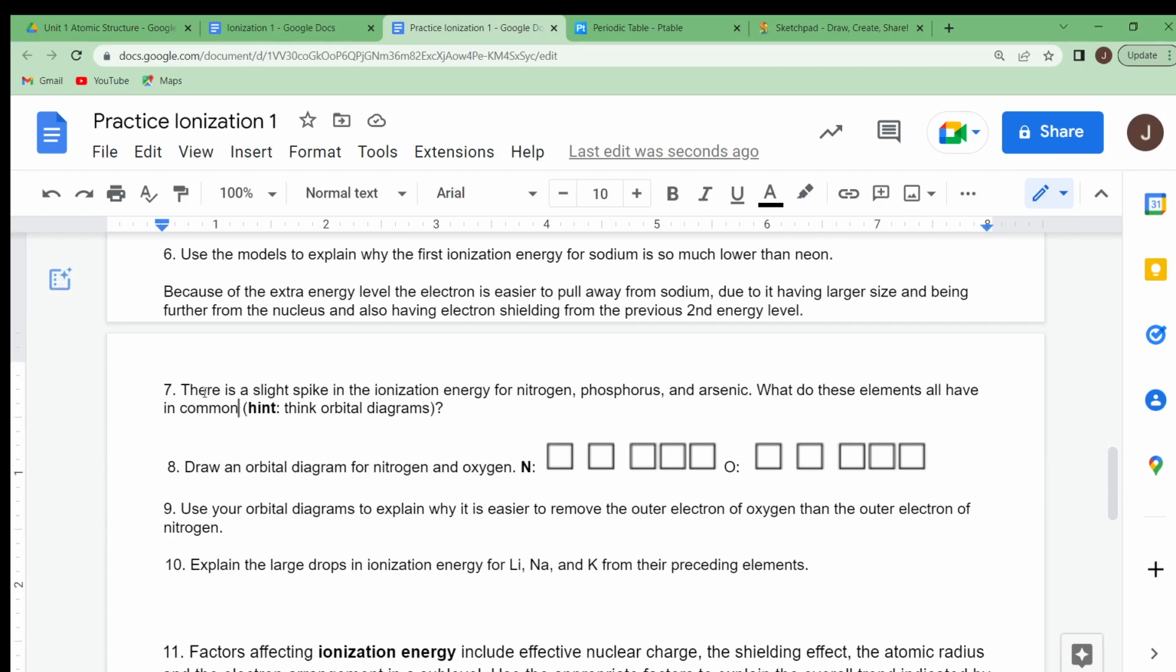Now, number 7 is saying that there's a spike in ionization energy for nitrogen, phosphorus, and arsenic. What do all of these ionization energies have in common?